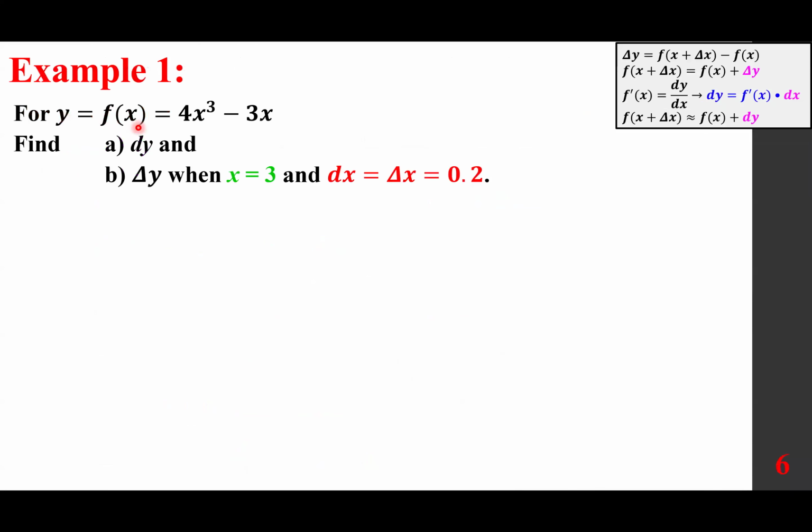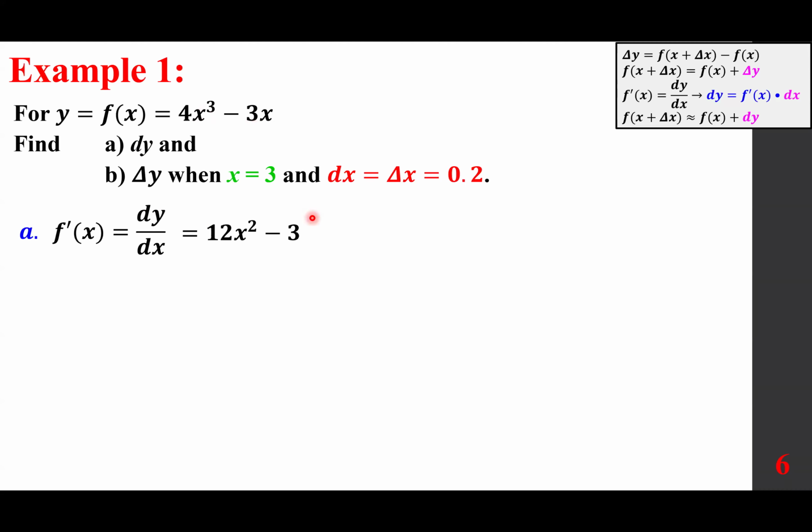Example 1, for y equals f of x equals 4x cubed minus 3x, we want to find dy and delta y when x is 3, dx equals delta x equals 0.2. So the moment you see dy, ignore it, go to f prime of x, which is dy dx. That is 12x squared minus 3.